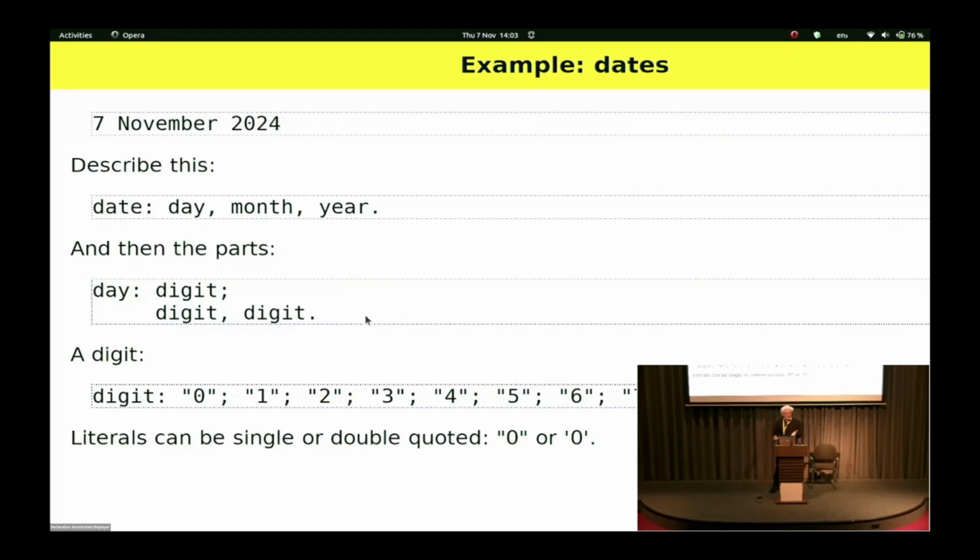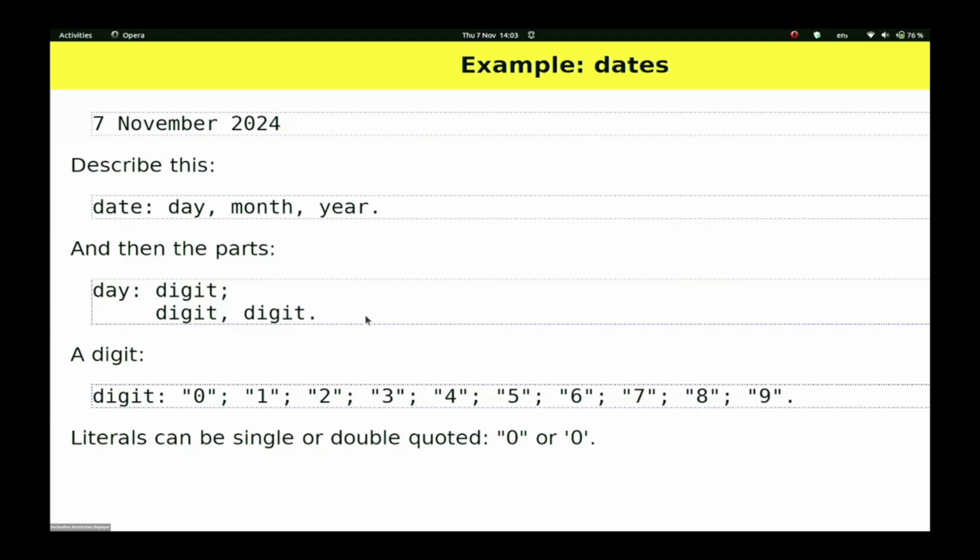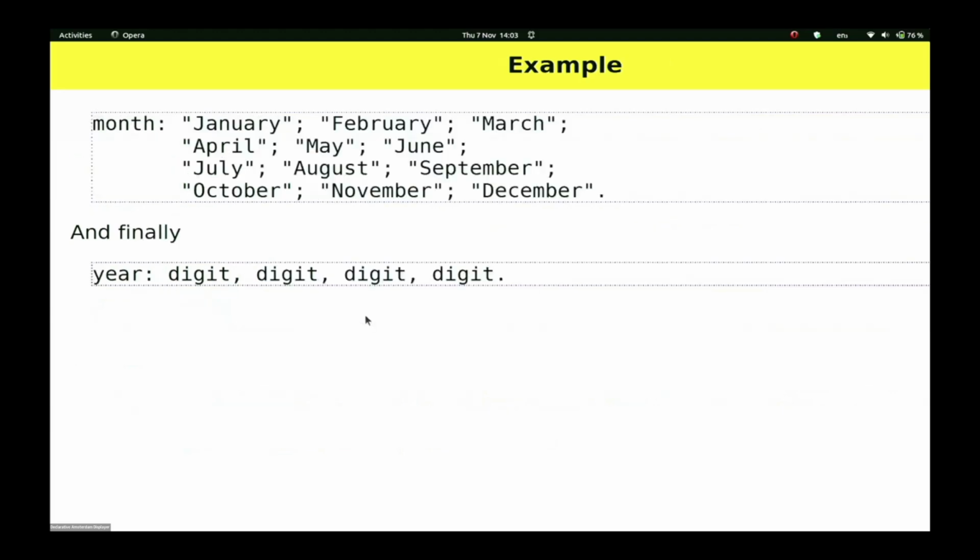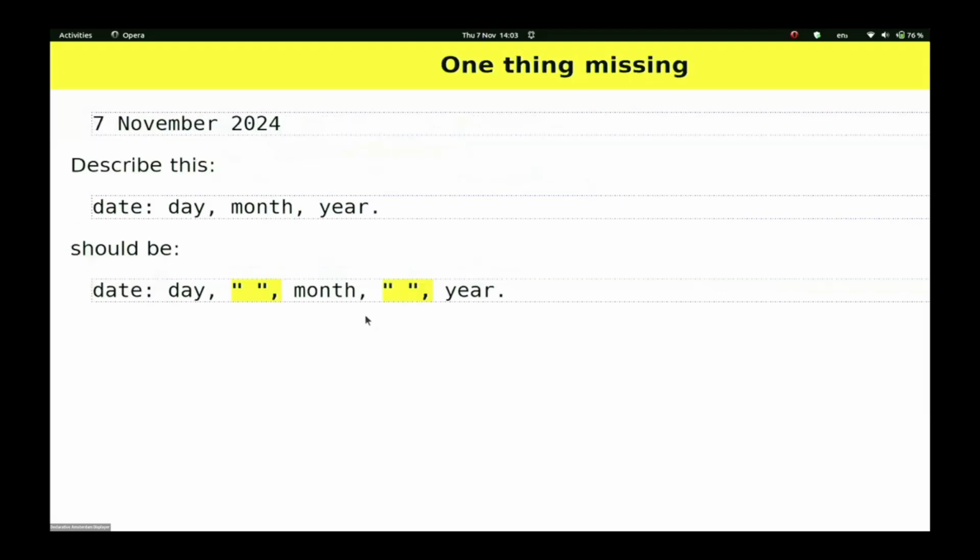A date is a day, a month, and a year. Then we describe the parts, so a day is a digit or 2 digits, where a digit is one of these literal characters from 0 to 9. You'll see a way of doing this in a better way shortly. Literals can be single or double quoted, which has the same effect. And then the month is just a list of 12 possible months, and finally a year is 4 digits.